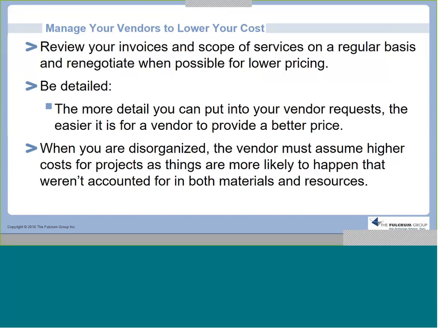Vendors tend to pad projects with labor time, just in case there's some scope creep. And what that means is for items that weren't accounted for when scoping an original project. Just make sure the more detail you have, the better understanding the vendor has of what the cost is going to take to provide whatever particular service or to complete whatever project it is you're intending to.